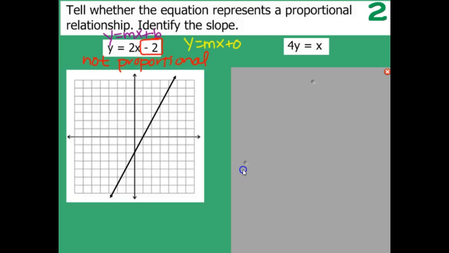And we can also look at the graph. Here's the origin, it doesn't go through it, so we know it is not proportional. So you really don't need the graph and the equation, you can tell from either.